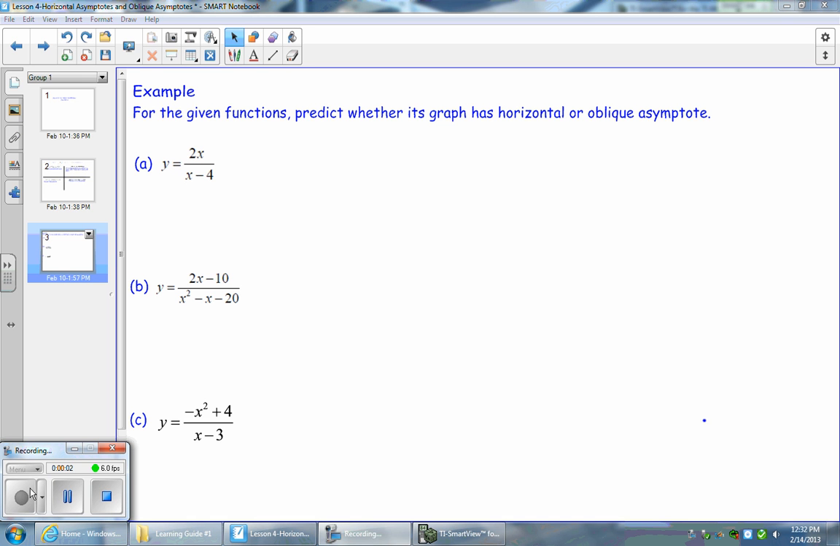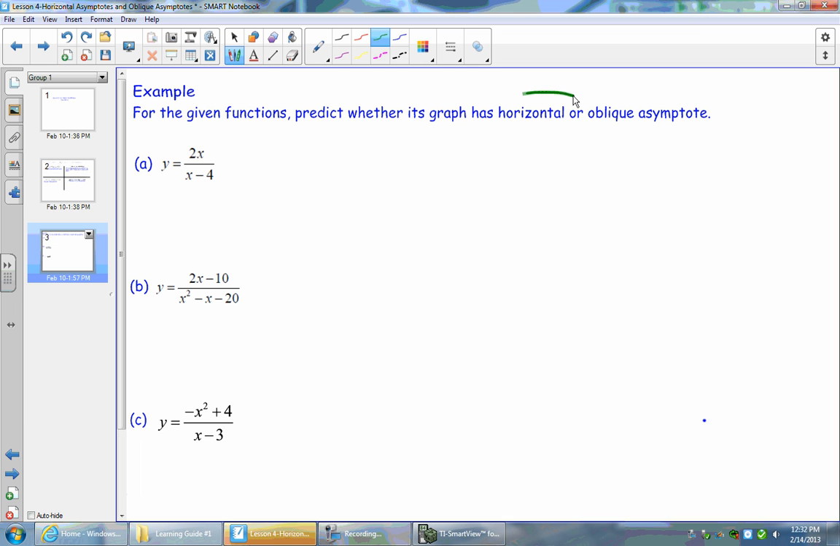In this lesson today, I'm going to teach you how to find the horizontal and oblique asymptotes of a rational function. So in this question here, I'm given three different rational functions, and what we want to do is predict whether the graph has a horizontal or oblique asymptote.